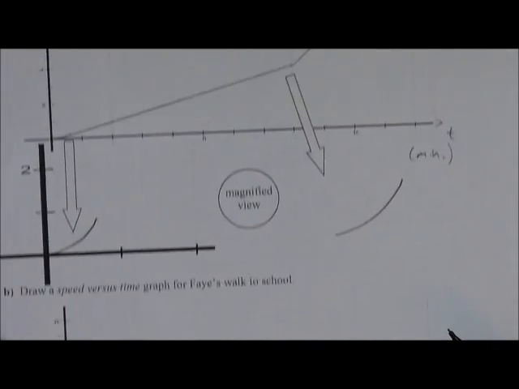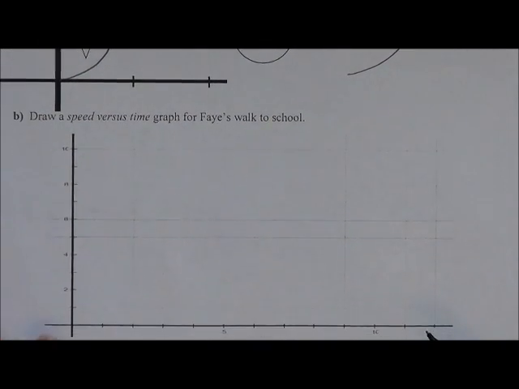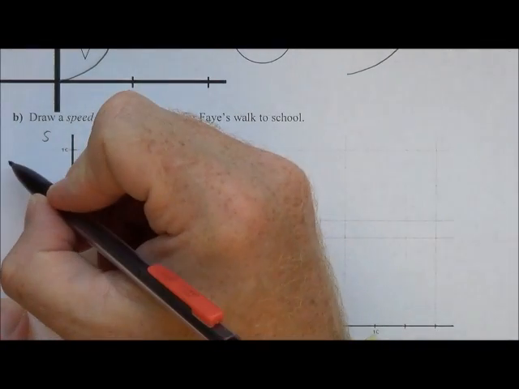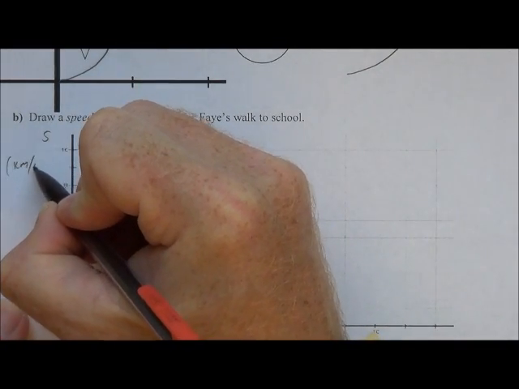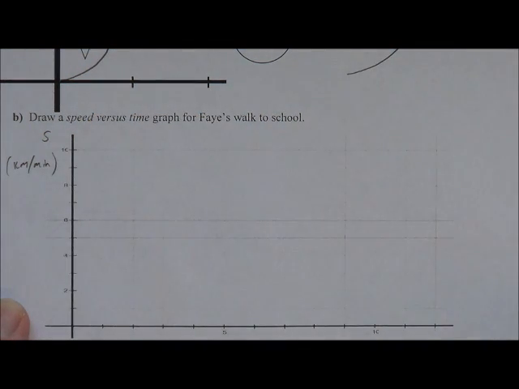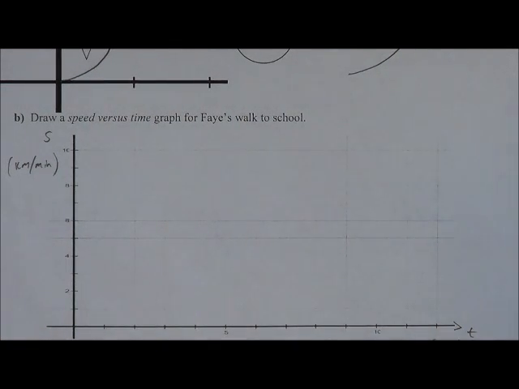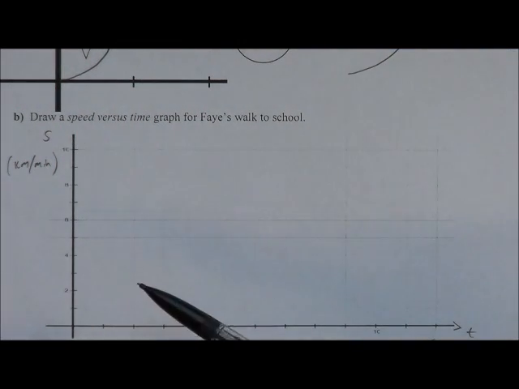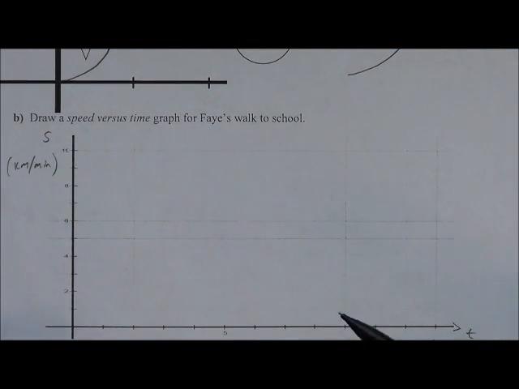Now what we're going to do is draw a speed versus time graph for her walk to school. Okay, so speed, I'll write S, and this is in kilometers per minute. And then of course time is in minutes. And so now we probably have to find the slope to get an accurate graph here.